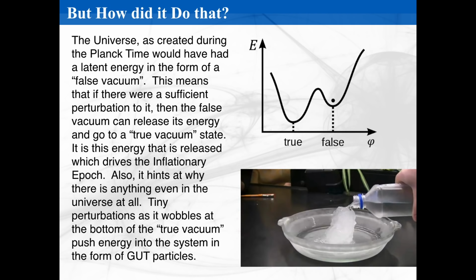It is that releasing of the energy that creates the inflationary epoch itself, going over that hump with a big enough bump and then oscillating at the bottom, like a little ball rolling backwards and forwards at the bottom of the true vacuum state. And so we can think of it as being supercooled.